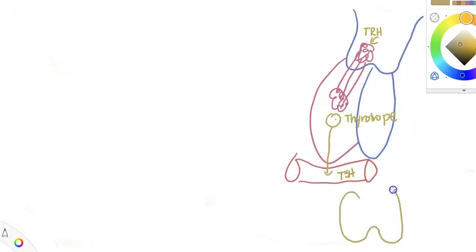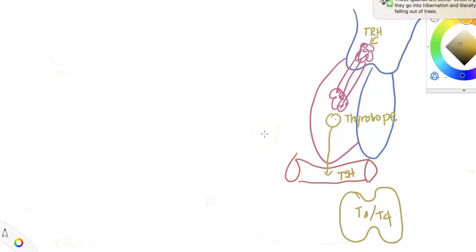Now remember, the thyroid gland is this weird butterfly-shaped gland. It wraps around the spinal column. It's a very vascular organ, and when TSH gets there, it will stimulate the production of T3 and T4. Those are the hormones that the thyroid gland secretes.